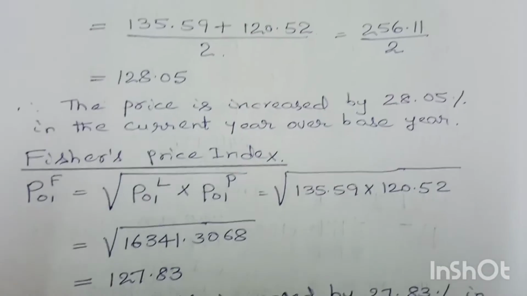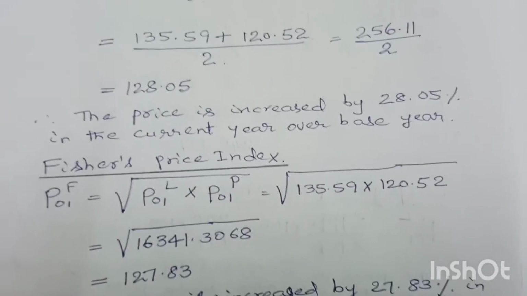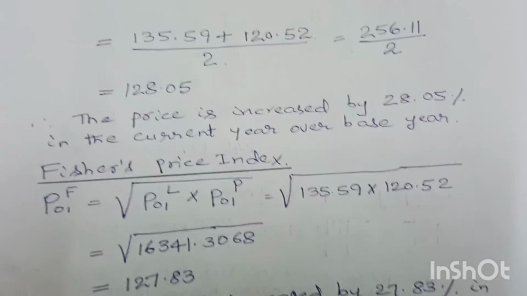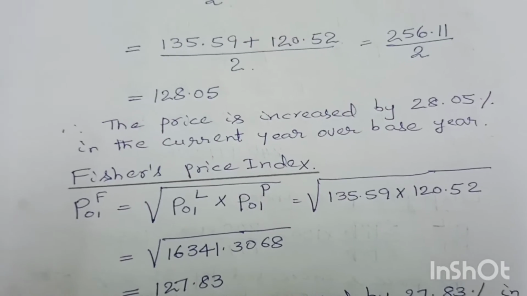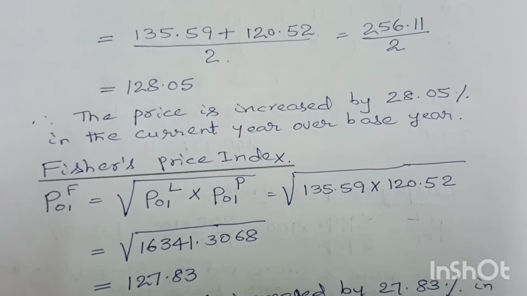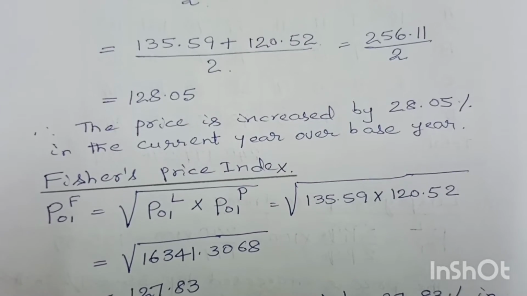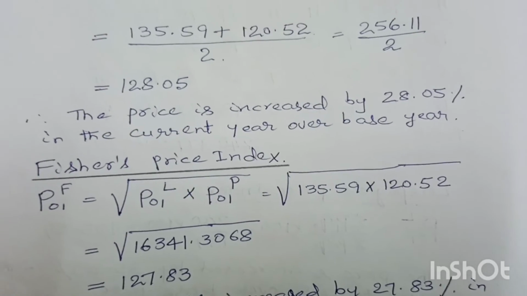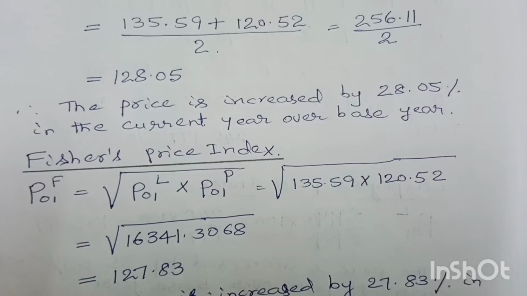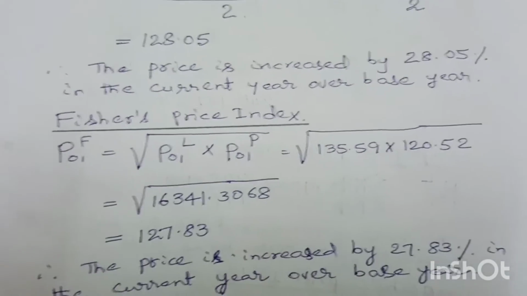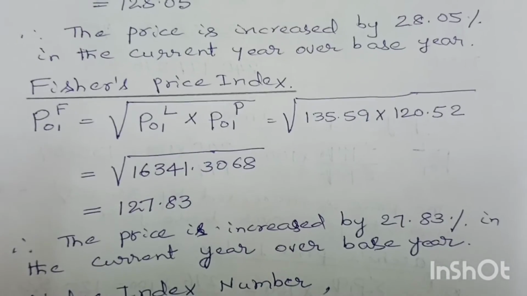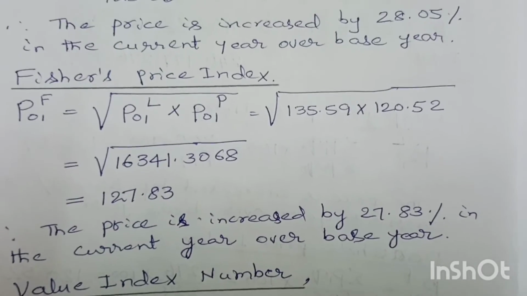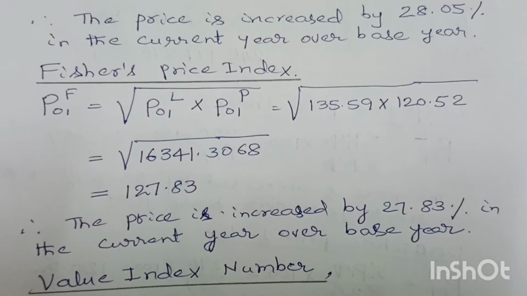Same way Fischer's price index number also. Once you calculate Laspeyre's and Paasche's, you can easily calculate Fischer's price index number. P01F is equal to the root of P01L into P01P. That is equal to the root of 135.59 into 128.52, that is the root of 1634.3068, which is equal to 127.83. Subtract 100, you will get 27.83. Therefore, the price is increased by 27.83% in the current year over base year.